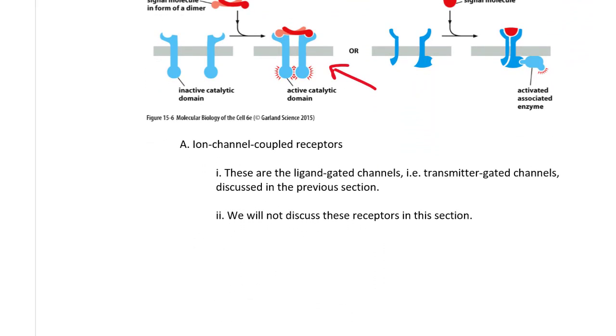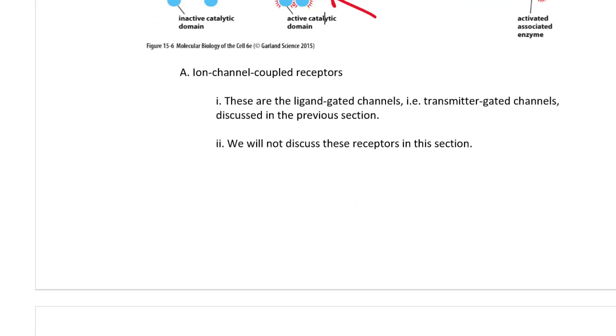Ion channel coupled receptors. These are the ligand-gated channels, i.e. transmitter-gated channels, discussed in the previous section. We will not discuss these receptors in this section.